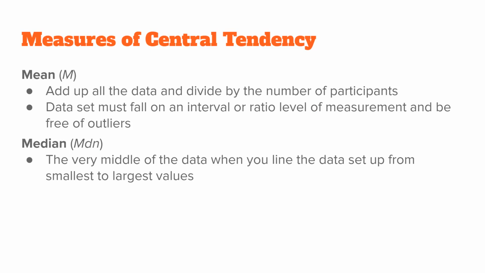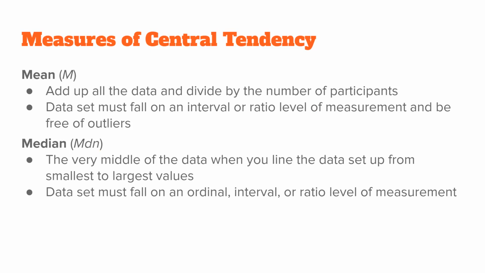So if you have an odd number of participants, it's the very middle. If you have an even number of participants in your data set, then it would be the average of your two middle data points. So data must fall in an ordinal, interval, or ratio level of measurement in order to do the median. It doesn't matter if there's an outlier to do the median because the outliers will go on the outside when we're ordering our data from the smallest to largest, which is often why we find that when they report annual household income, they'll report it as a median and not a mean.